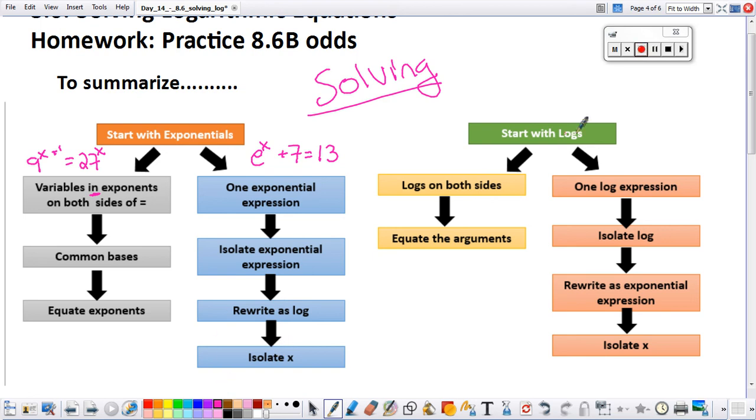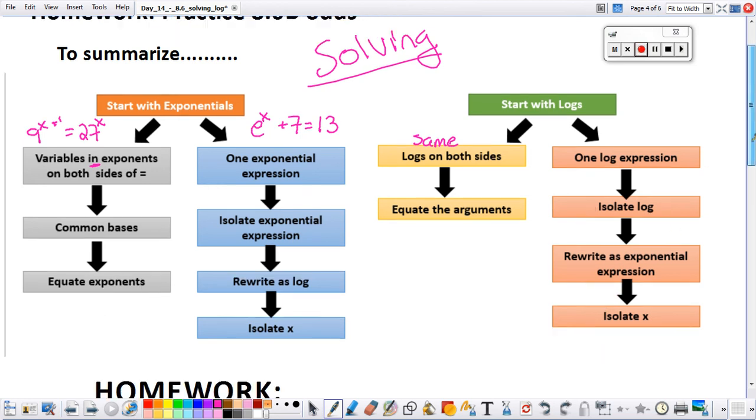Okay, but if you start with logs, that's what we did today. If you have a log on both sides of the equation that are the same, they have to be the same, you equate the arguments, and solve for x. That was the first way we looked at today. The second way is when you only have one log expression, you have to isolate the log, rewrite as an exponential, and then isolate x to solve.